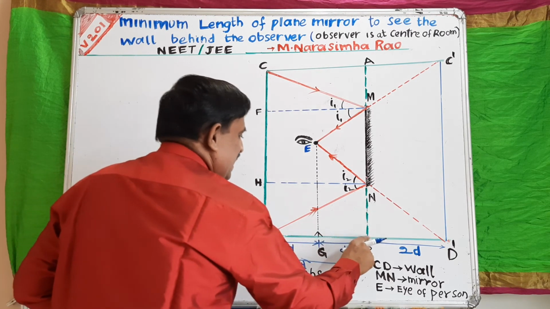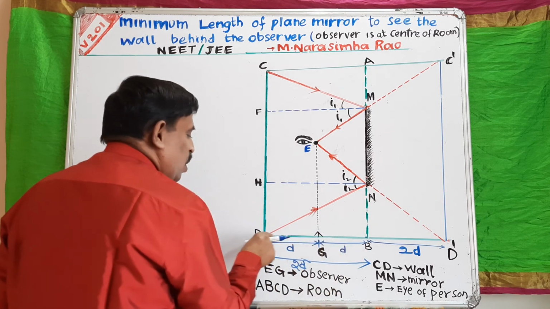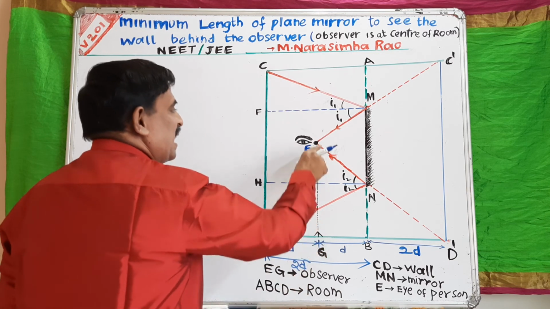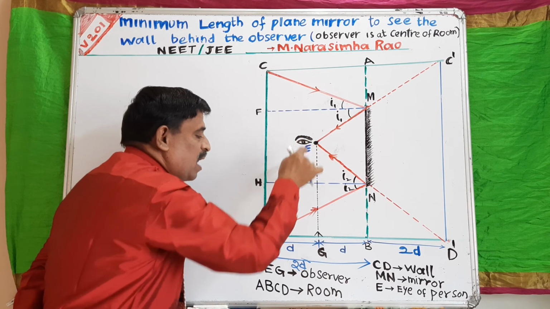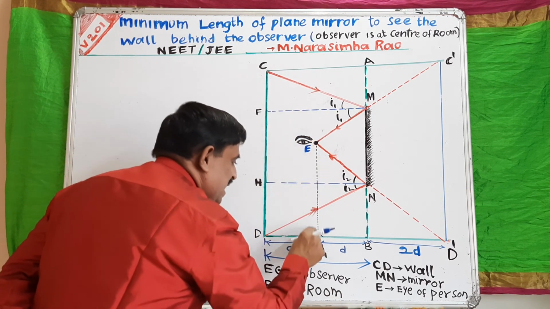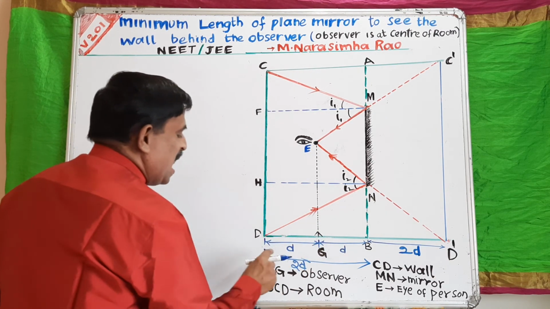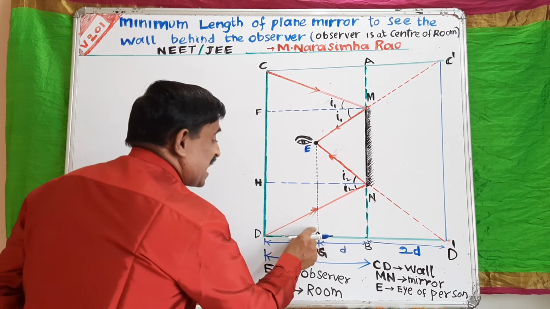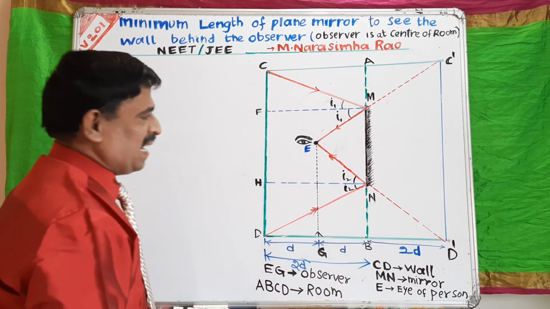Now, DB distance I am taking as 2D. This is the total length of the room. Exactly at the middle, an observer is standing. E represents the eye of the observer, G represents the feet of the observer. This person is present exactly at the middle of the room. This total distance is 2D, so this distance is D, and this distance is D.